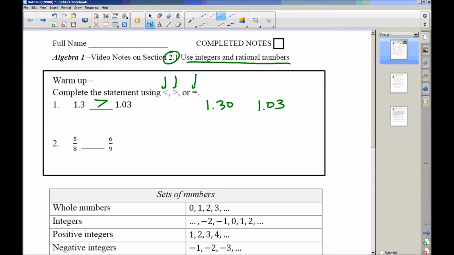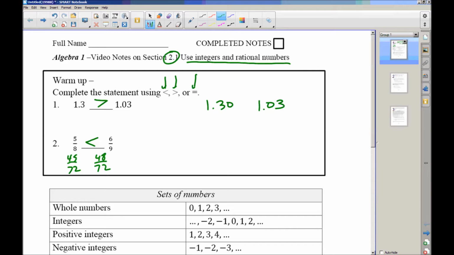Okay. Number two, if I'm doing this, there's a couple tricks here. One, you can get the common denominators. Okay. So you can say they're both 72, and then you can change their tops. 9 times 5 will give me 45 here, and 8 times 6 will give me 48. And then we can see that the 48 one is bigger, so 6/9 is bigger than 5/8.